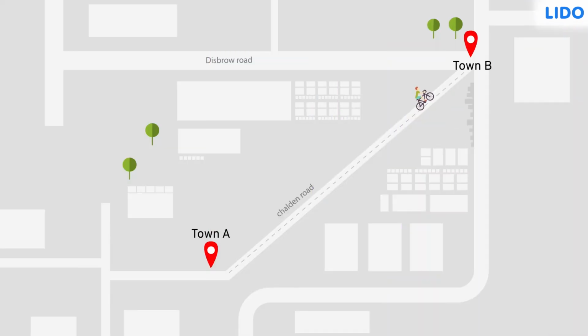Look, Bala has finished his ride as well. And I hope that now you can solve some problems using this formula.